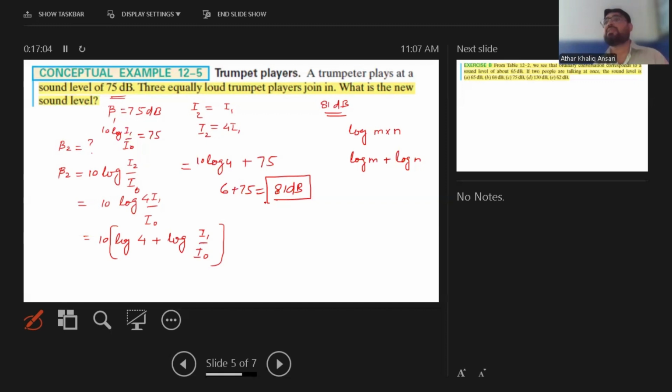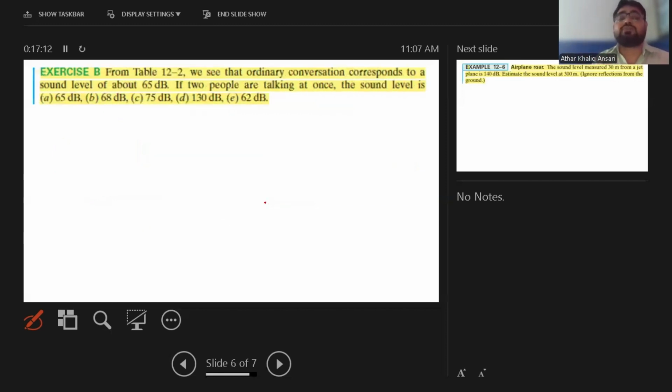Okay, next one. Laith, can you try to answer this one? Sorry, Bashar. The sound level is 65 decibel. If two people are talking together, what will be the new sound level? If one person is talking, sound level is 65. When two people join together, intensity is double now. When intensity doubles, 3 decibel. So what might be the answer? 68.